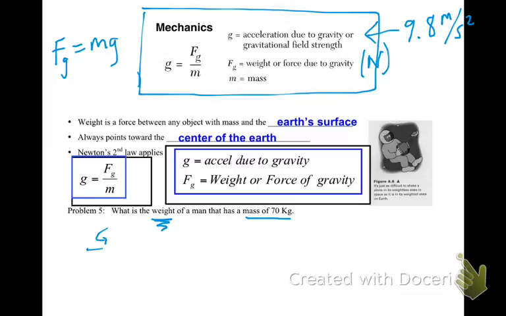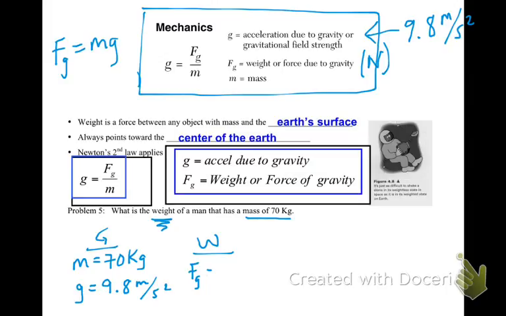So let's write our givens. We know our mass is 70 kilograms. They didn't give us our acceleration due to gravity. If it's not given, it is assumed to be on Earth. So our acceleration due to gravity is 9.8 meters per second squared. Our wanted is our weight force, so Fg. Our equation, pretty simple, Fg equals mg.